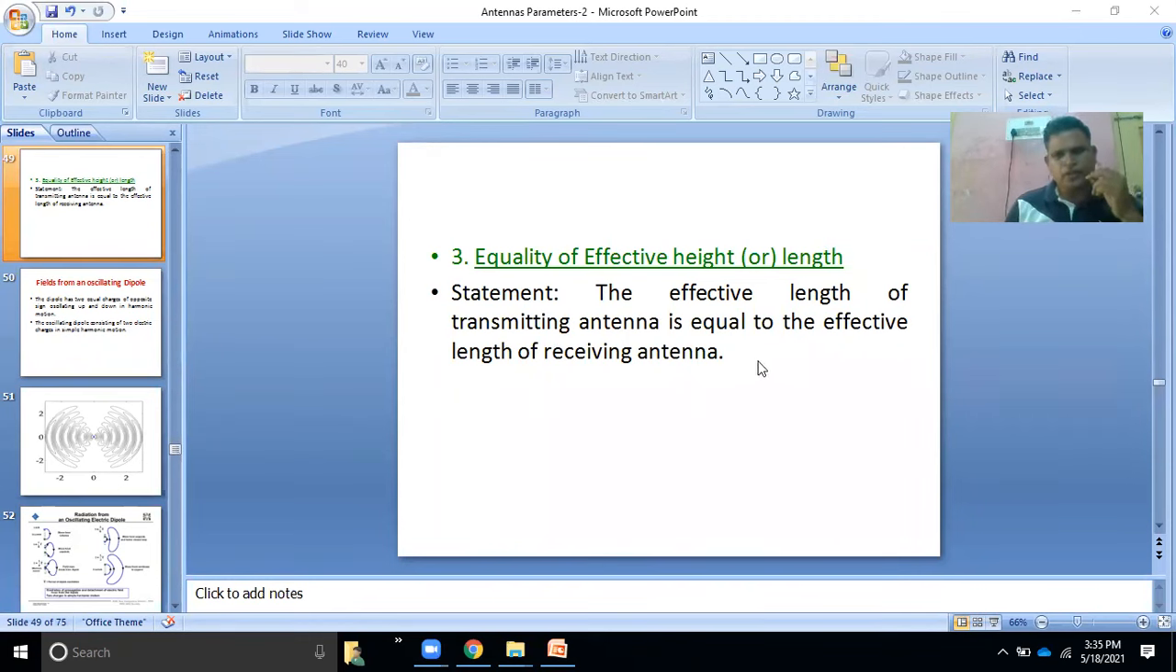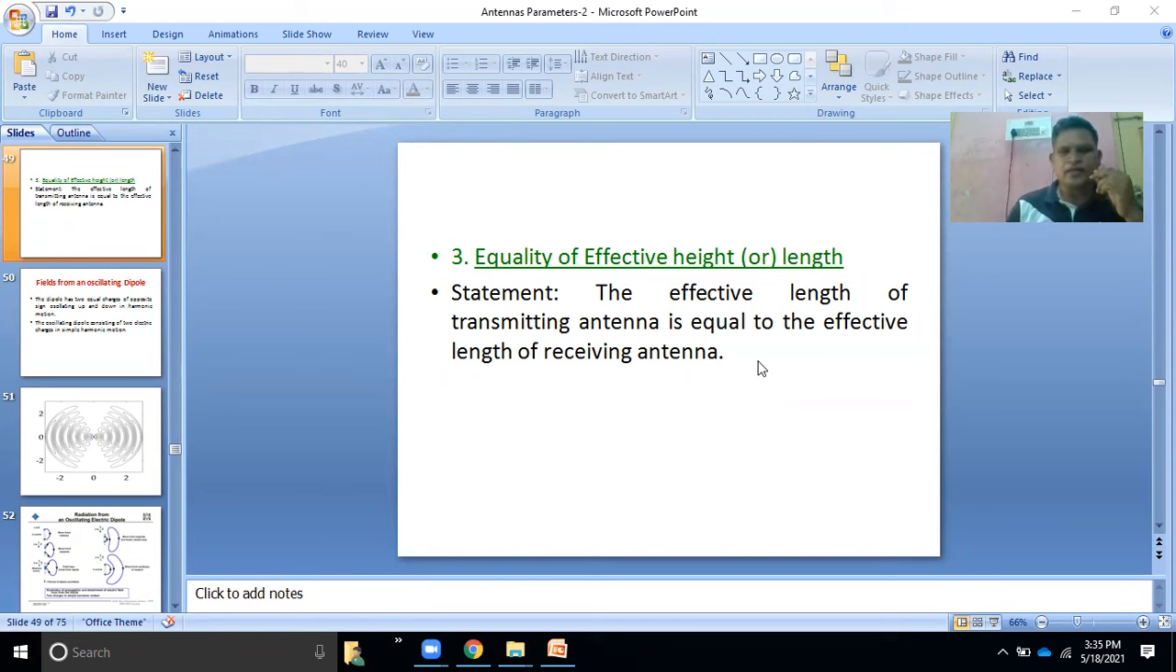What is the unit for effective height? Meter. Volts divided by volts per meter is equal to meter.